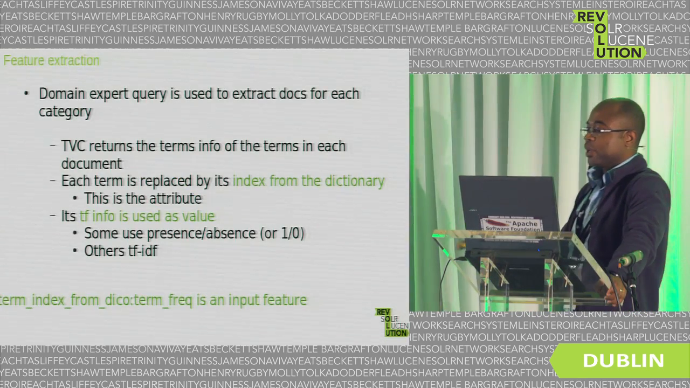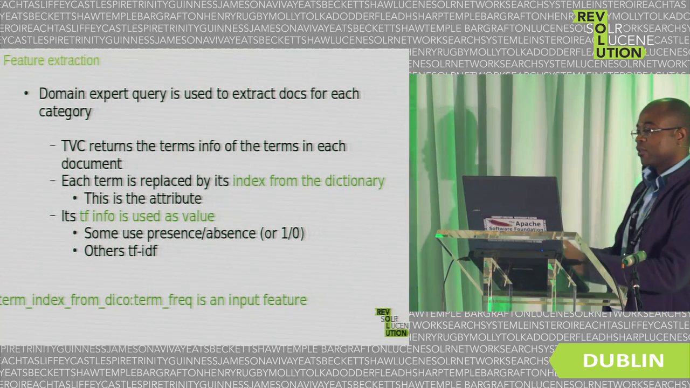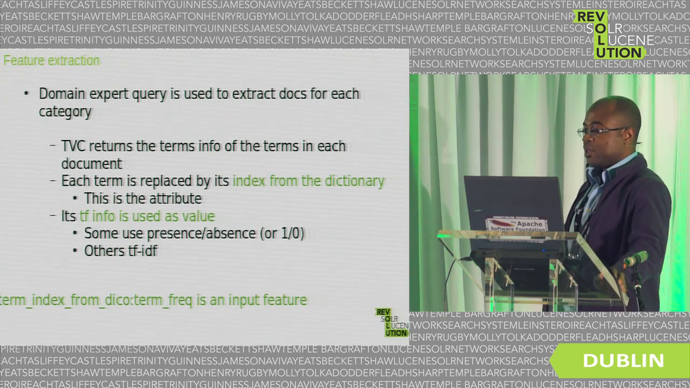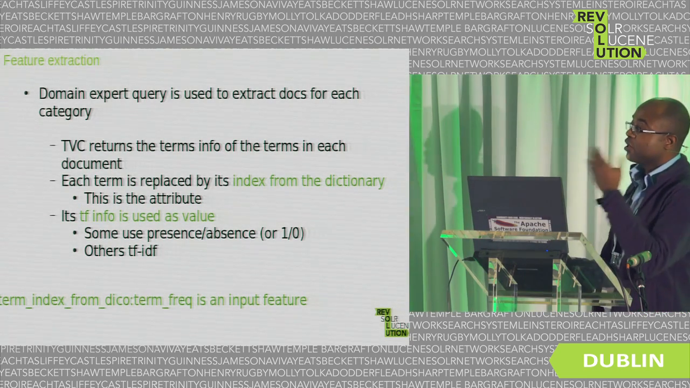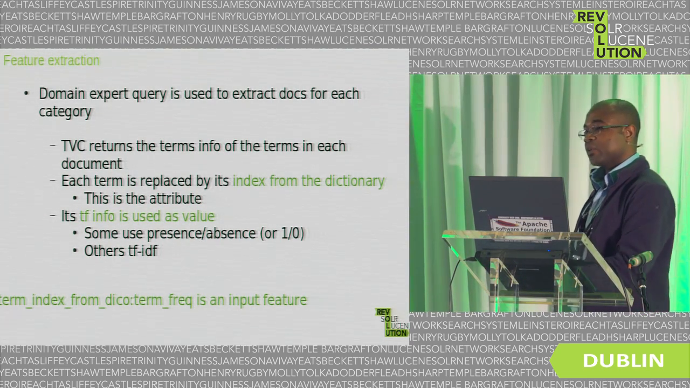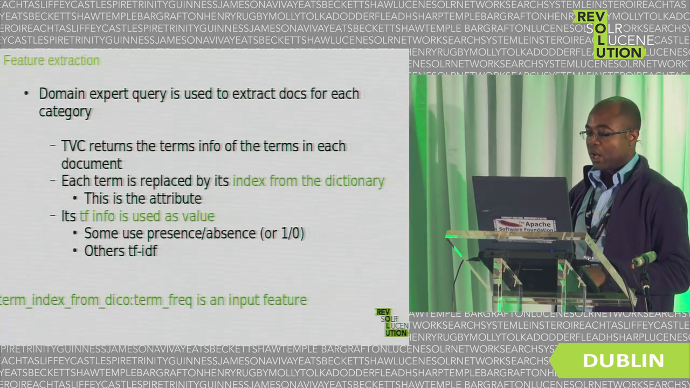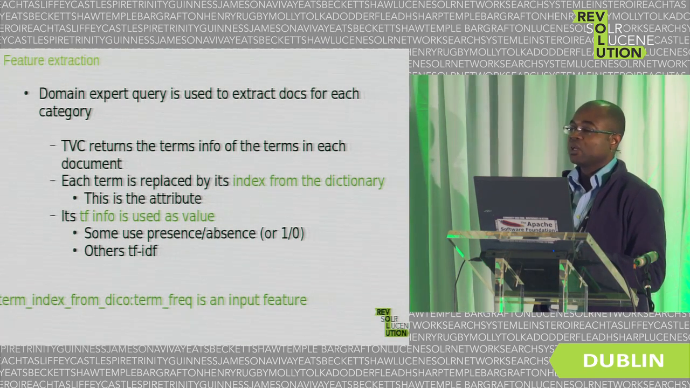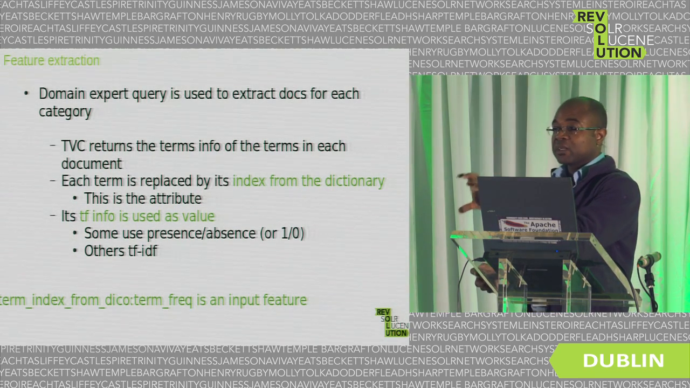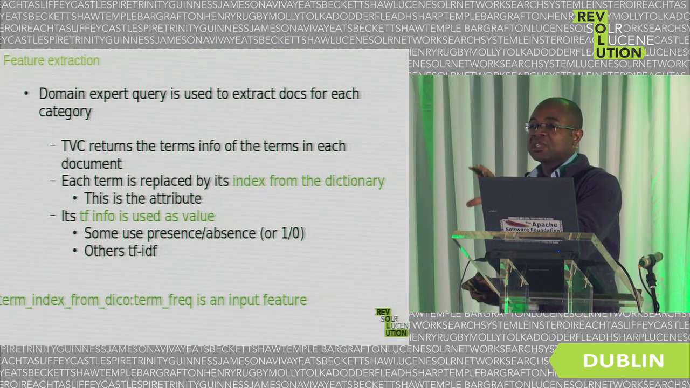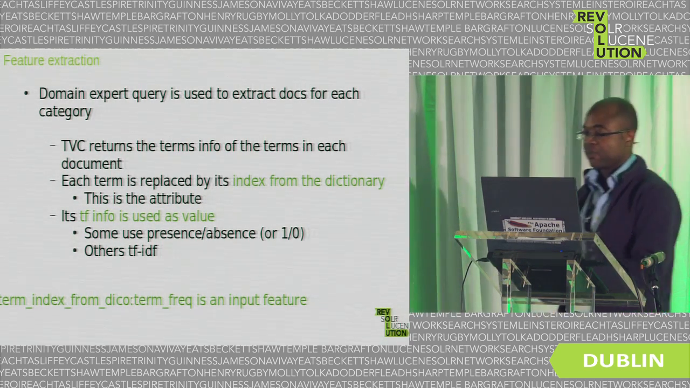So the domain expert query is used to extract documents for each category. TVC returns the term info of the terms in each document. Each term is replaced by its index from the dictionary. And this is the attribute. Then you need the value. Here, we decided to use the term frequency info as the value. Some use the presence or absence. Others use TF-IDF. We refrain from using TF-IDF because we think it's not a property. The fact that a document is from the Java collection is not a property of the entire collection. So we don't need TF-IDF.